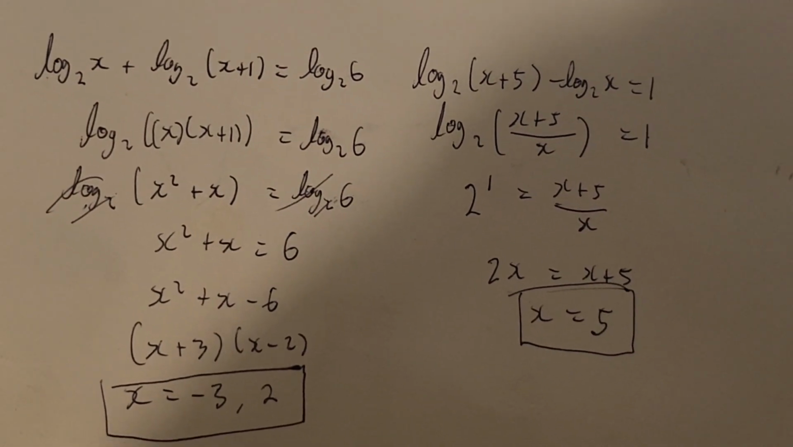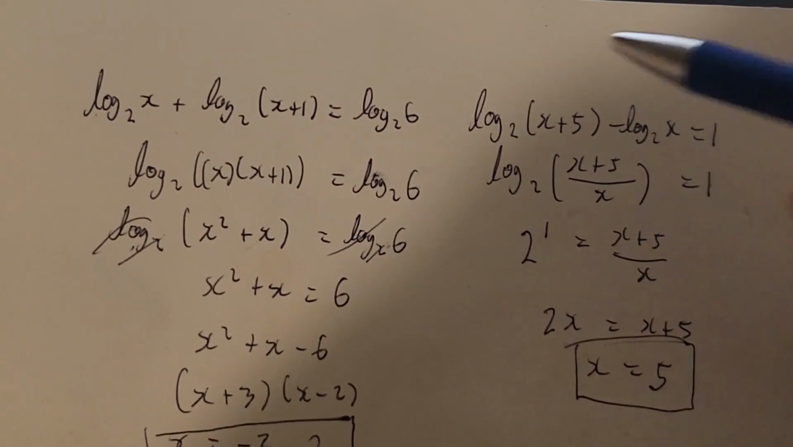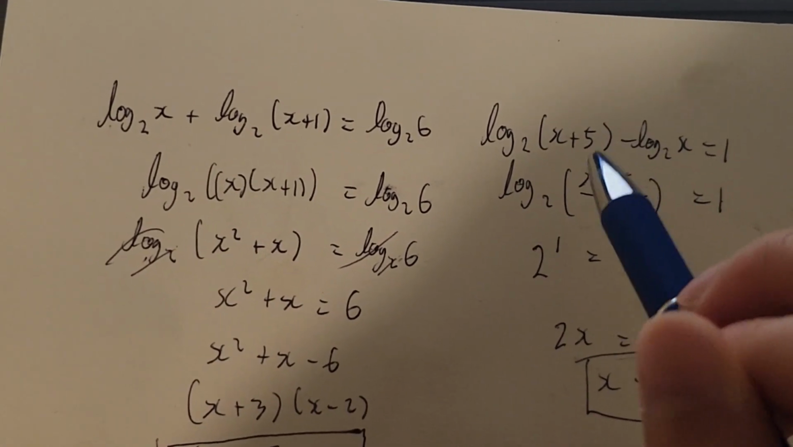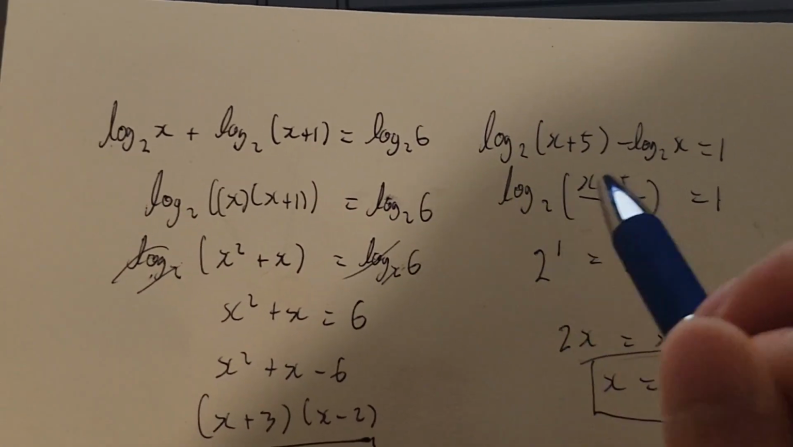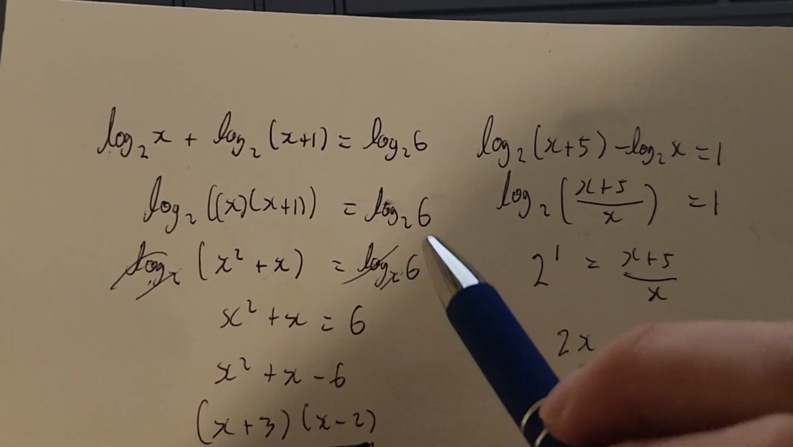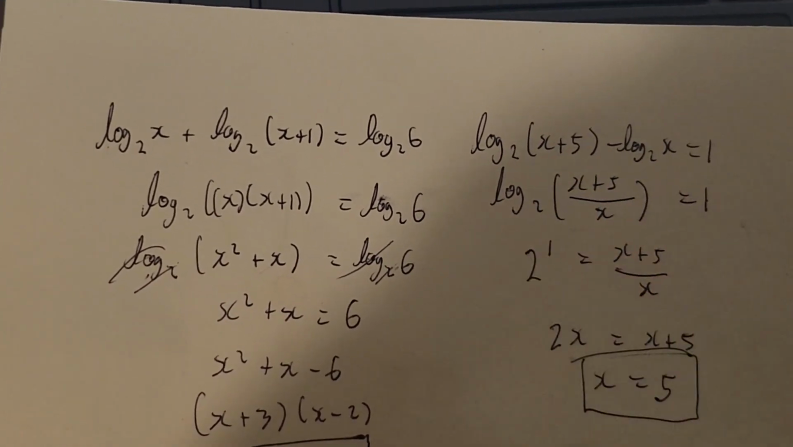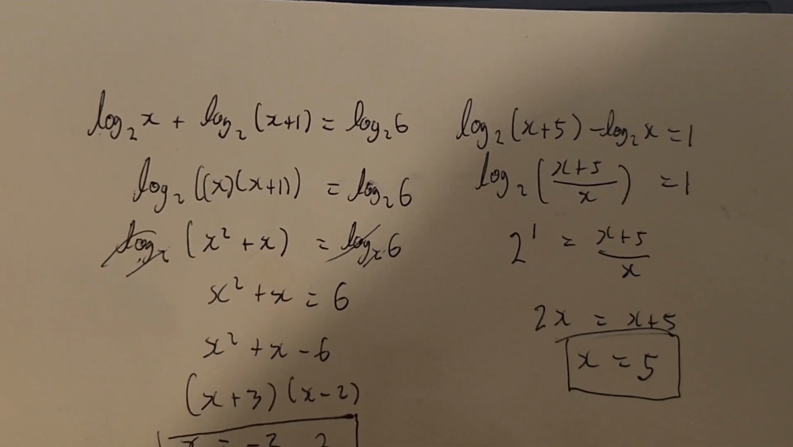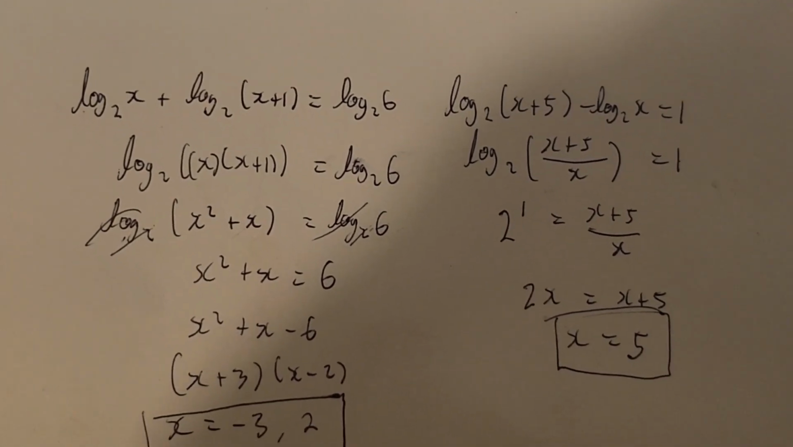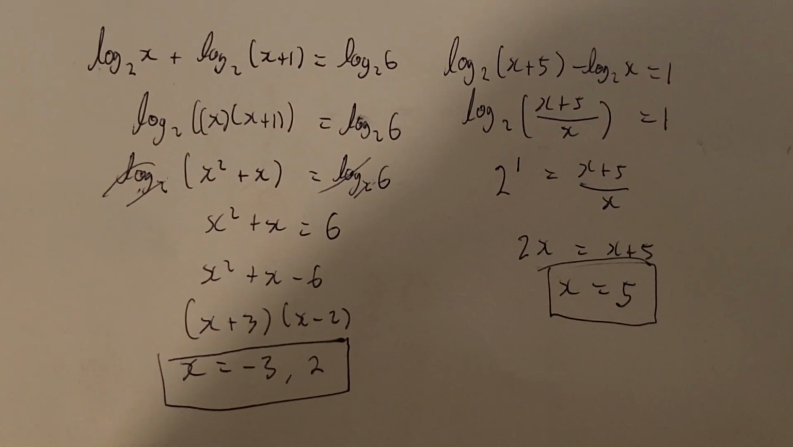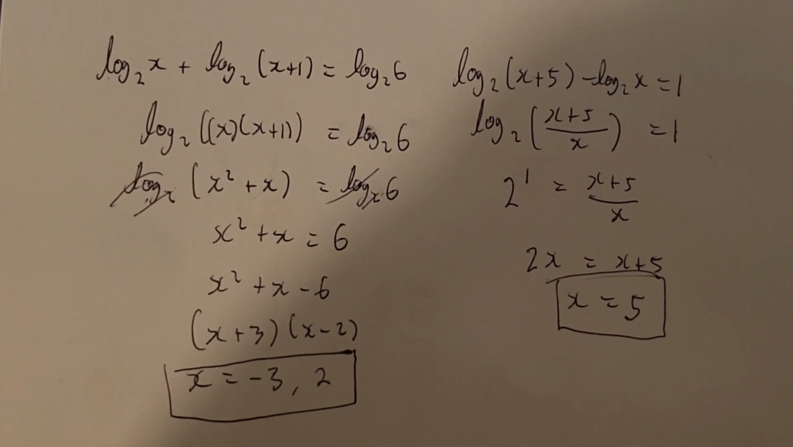Because always remember, think, are the bases the same? If they're not, then change them. But if they are, then that's good. Next, how can I simplify it? Well, use log rules to simplify the equation. And from there, figure it out by using the properties of a log. And that's how your mind should think for every single log equation, okay?